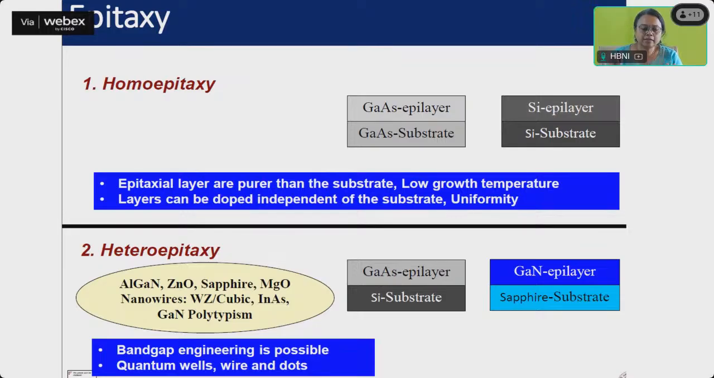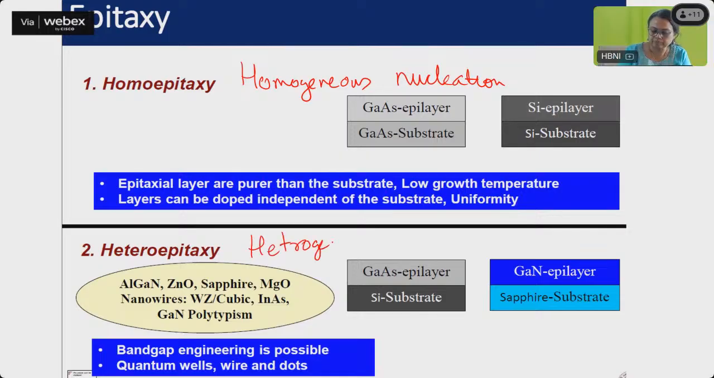My question is, we have got homoepitaxy and heteroepitaxy now. And earlier we have learned homogeneous nucleation, right? And heterogeneous nucleation, right? So basically I want your answer: heteroepitaxy and heterogeneous nucleation are the same. Similarly, homoepitaxy and homogeneous nucleation, this phenomenon is the same.